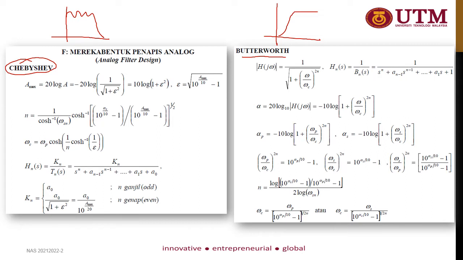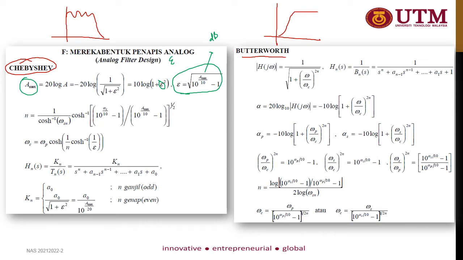Okay, so in here we'll be seeing the AMX. AMX only appears in Chebyshev because it represents the magnitude of the ripples. Okay, so the epsilon. Epsilon is the ripple factor. You can calculate it by using this equation. AMX is in dB, so you just put in the dB values, positive dB values, although the value is negative.